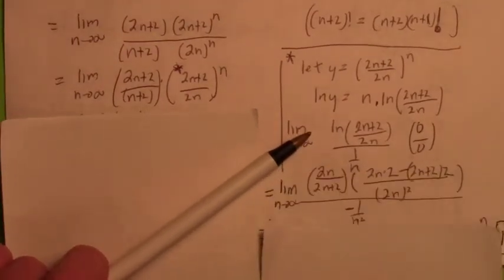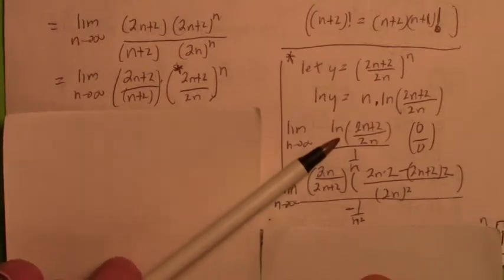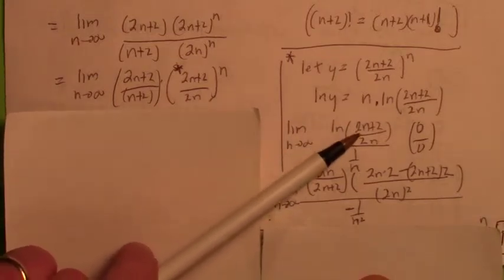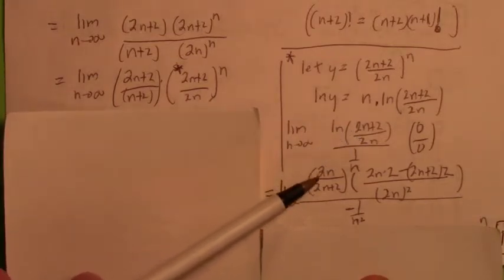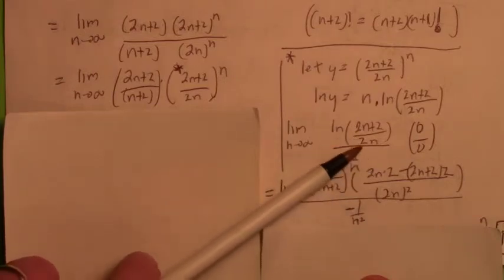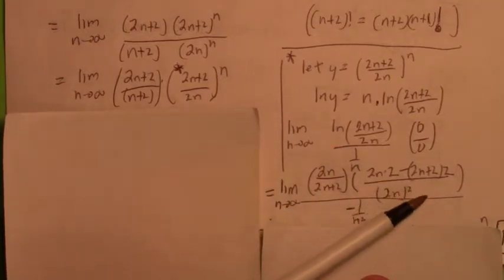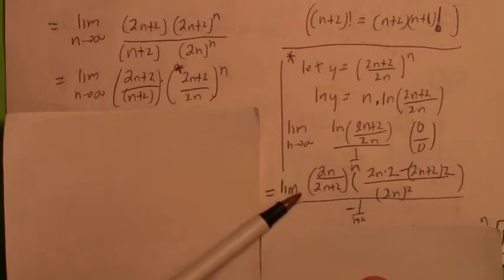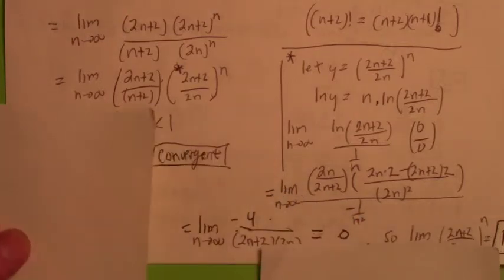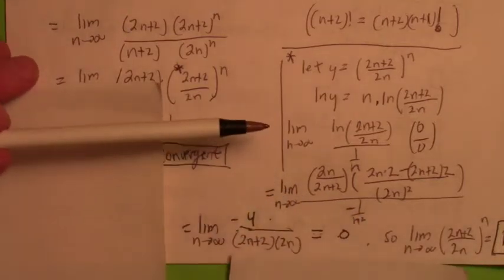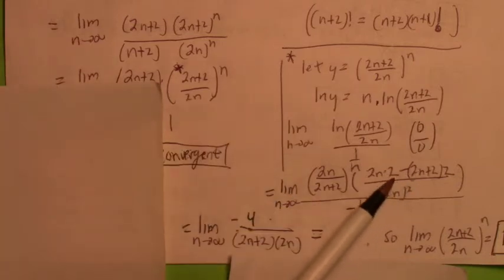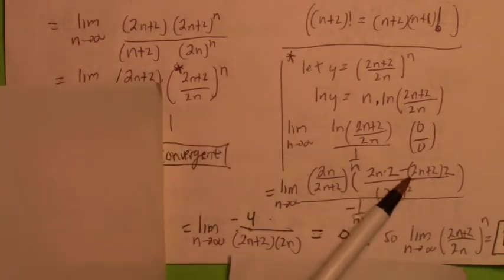What you get is you take the derivative of the top, which, the derivative of the natural log of something is the reciprocal of it, times the quotient rule. You get the bottom times the derivative of the top minus the top times the derivative of the bottom, over the bottom squared. Kind of a mess, isn't it? So anyway, when you simplify this, I think you just get -4.